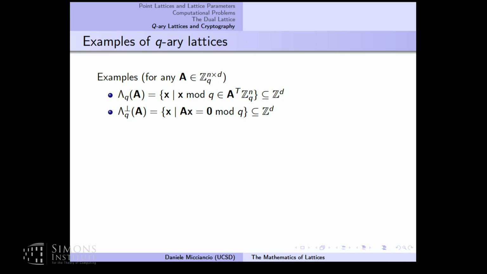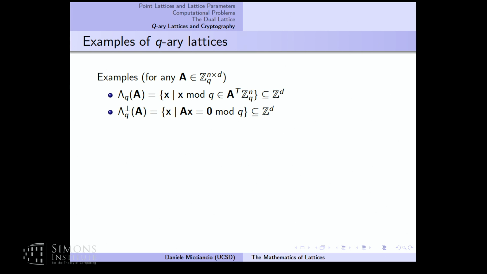The standard way to define these lattices is the following. There are two different ways. One is to take a matrix modulo Q and consider essentially the image of this matrix. For technical reasons, this is often written using the transpose matrix. So you take the lattice generated by the rows of A modulo Q. So this is the lattice spanned by A. You can also consider the kernel of A modulo Q. You can take the set of solutions to the system of equations AX equals 0 modulo Q.